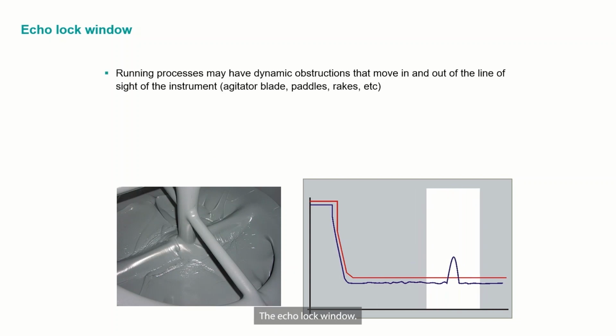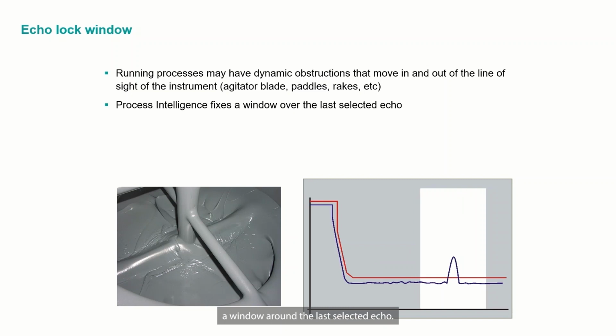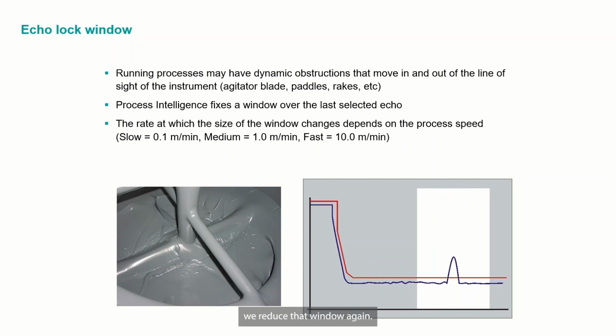Okay, the echo lock window. Running processes may have dynamic obstructions like an agitator, like you see here, that move in and out of our signal path. Could be a paddle, a rake, a blade. Process intelligence fixes a window around the last selected echo, and then as we see a new echo emerge where the blade comes into the signal, we begin to expand that window, and if that echo eliminates itself, we reduce that window again.